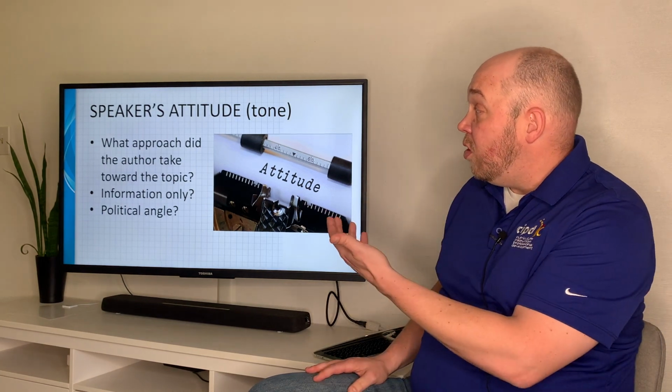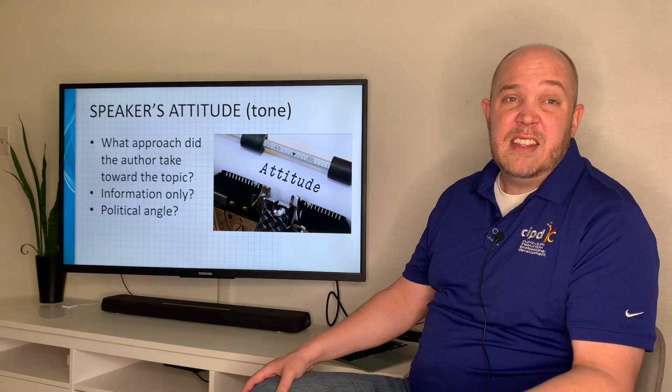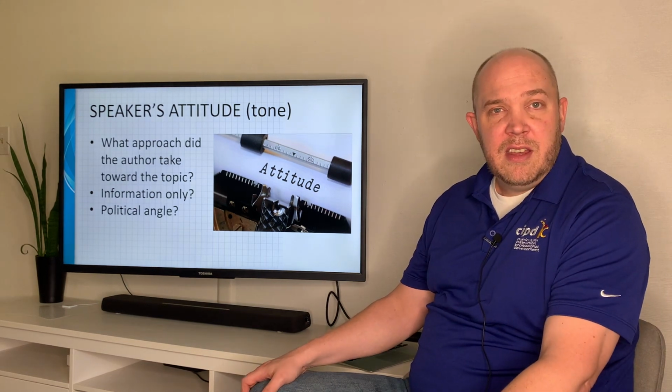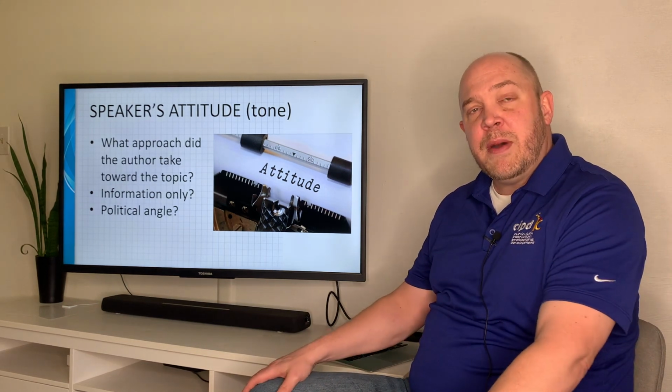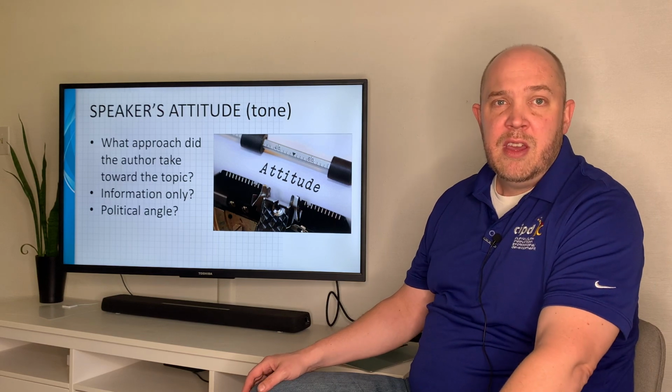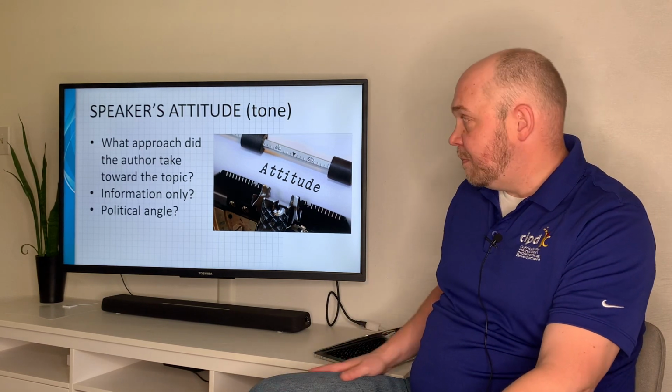Okay, was the goal at all influenced by politics or a different agenda? And that is something to think about when you think about where a source comes from or where it was published.